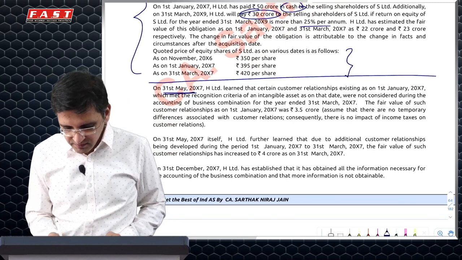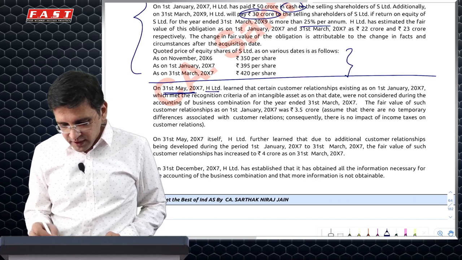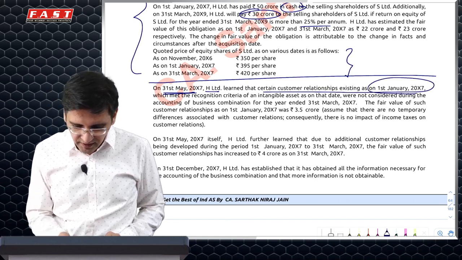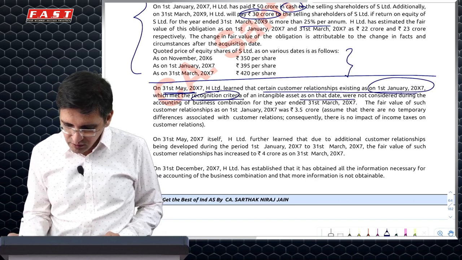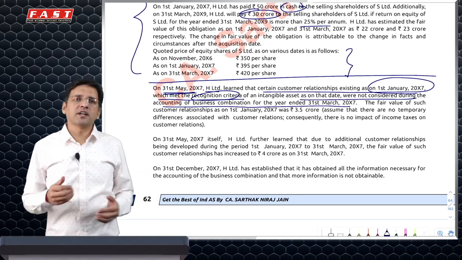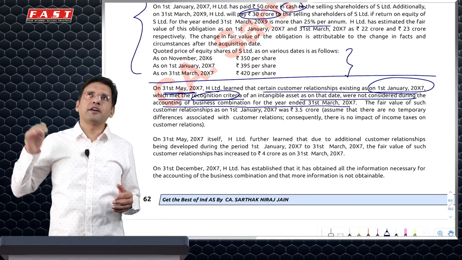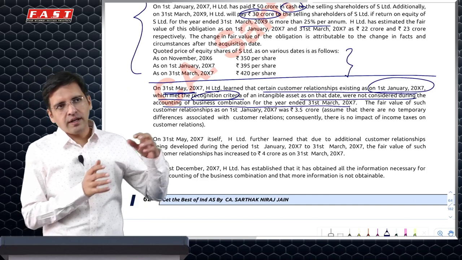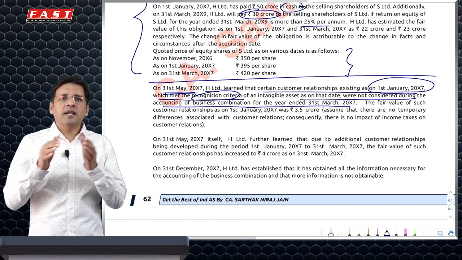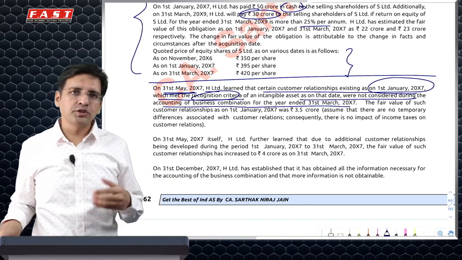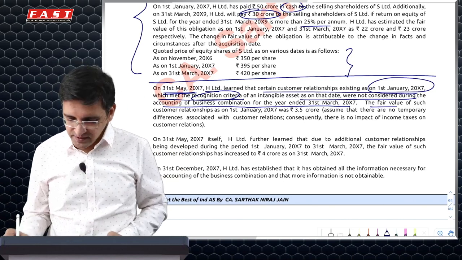Then it says 31st May, which is after the date of acquisition, we learned that certain customer relationship which existed on 1st January, which met the recognition criteria, were also not considered. So this will be treated as what? An adjustment. During the measurement period, you identify something, you have to correct it. Because you've already recognized goodwill on 31st March, and then you get to know about this, you will have to retrospectively, with restatement, change your goodwill and the value of assets.